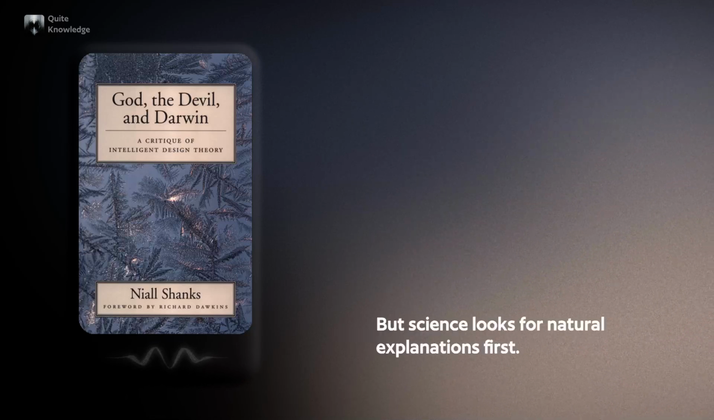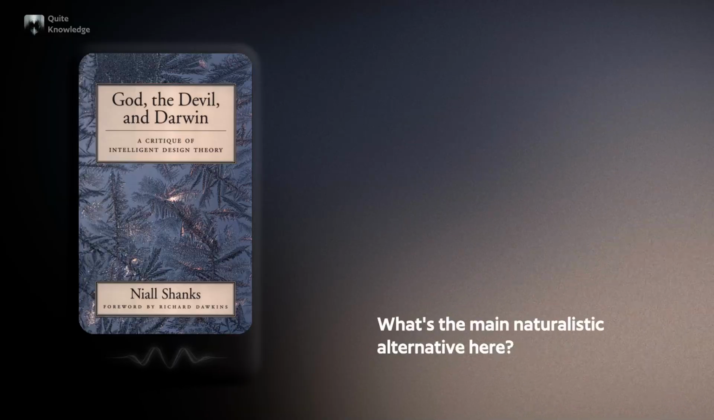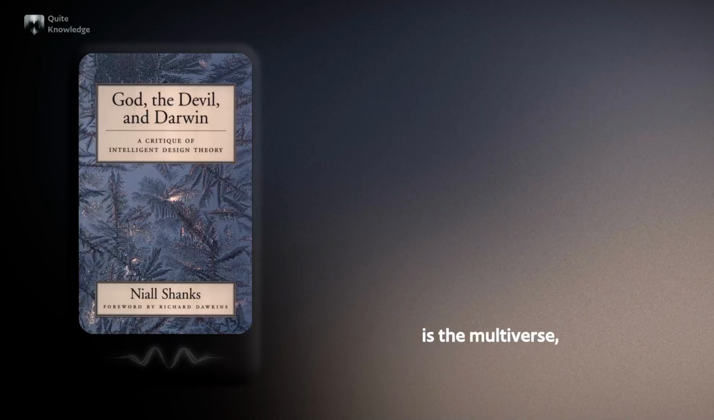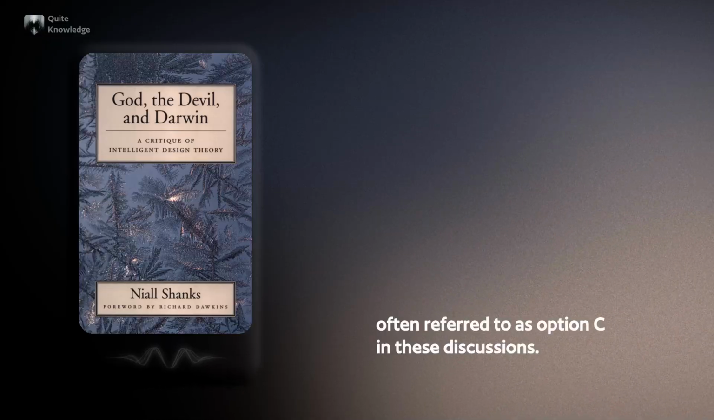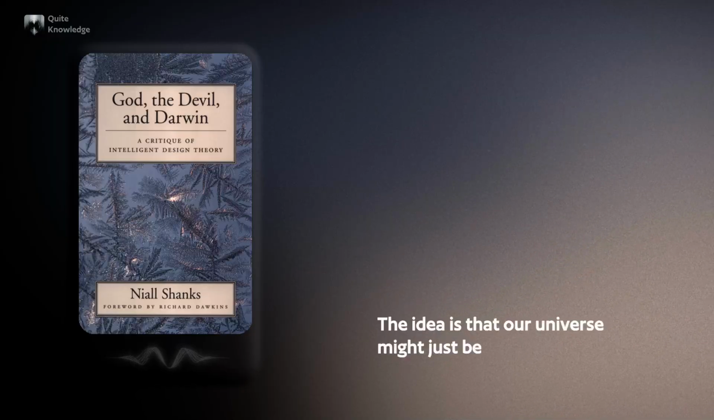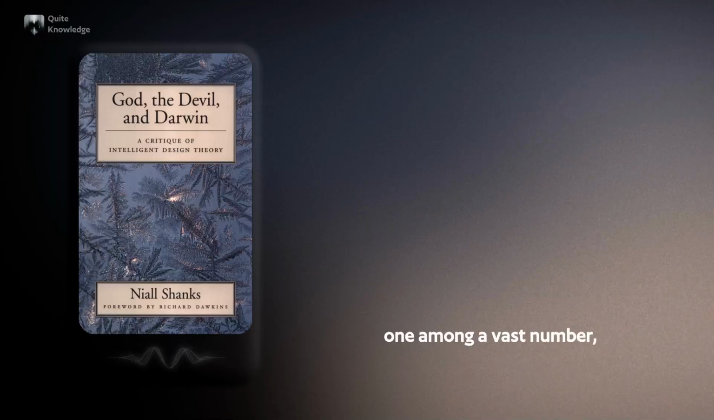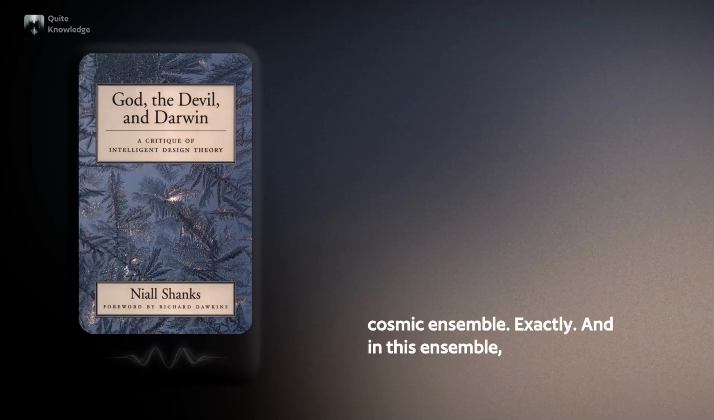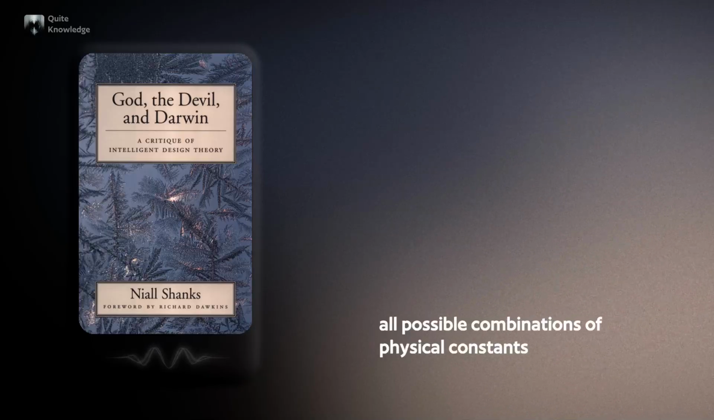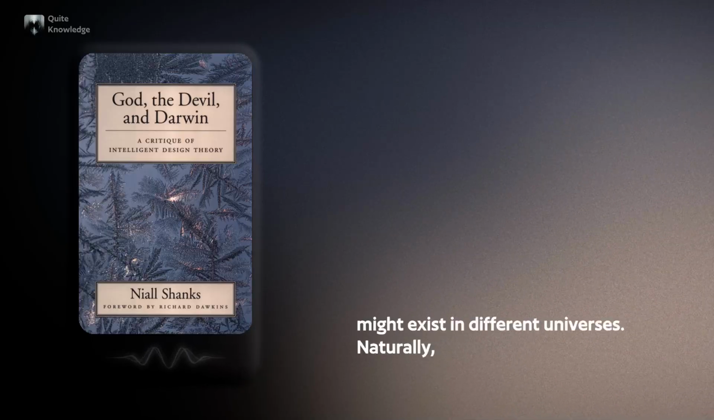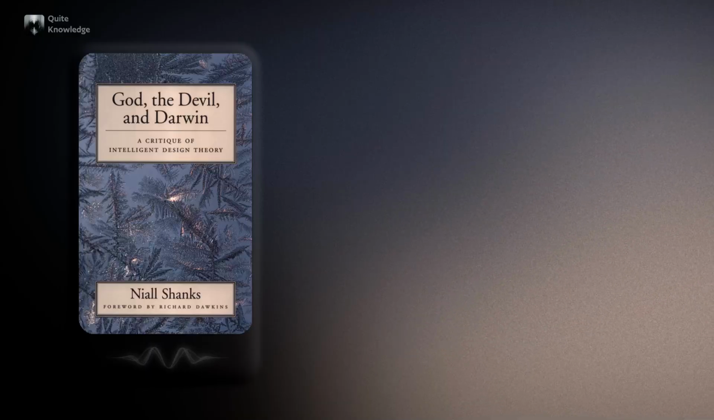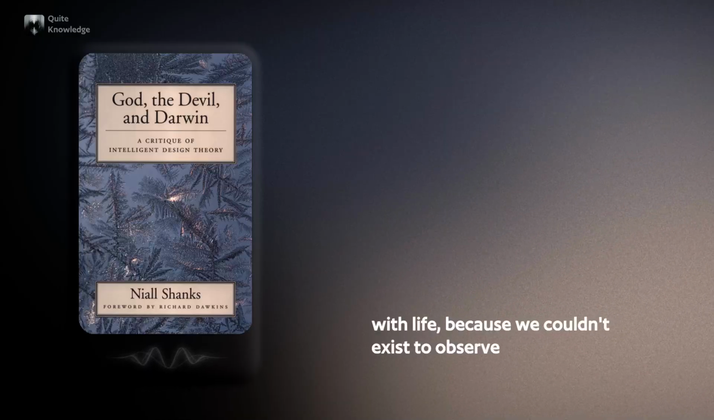But science looks for natural explanations first. What's the main naturalistic alternative here? Well, the leading scientific counter-hypothesis is the multiverse, often referred to as option C in these discussions. The idea is that our universe might just be one among a vast number, maybe an infinite number, of other universes. A cosmic ensemble. Exactly. And in this ensemble, all possible combinations of physical constants might exist in different universes. Naturally, we find ourselves living in one of the universes where the constants happen to be compatible with life, because we couldn't exist to observe it otherwise.